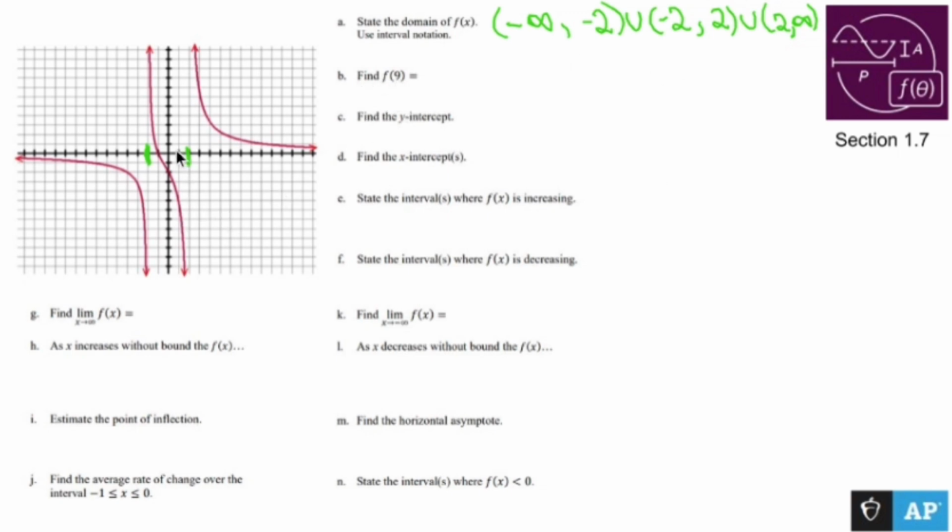Find f of 9. That means when the x value is 9, what's my regular y value going to be? Well, 1, 2, 3, 4, 5, 6, 7, 8, 9. Looks like it's right there. So I'm going to go with 1.